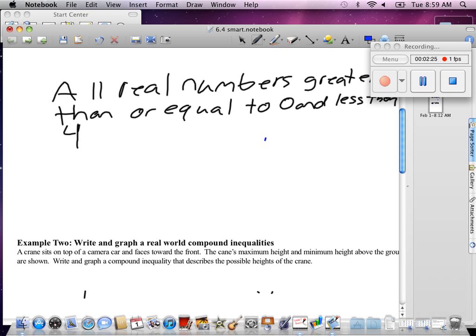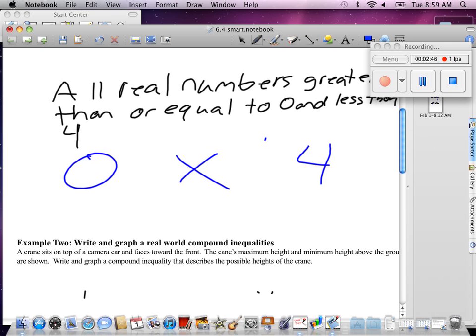Anybody want to try this one? Where are we going to put x? We're going to put x in the middle. So what's smaller, 0 or 4? You always list the smaller number first, the bigger number second. So the smaller number goes on the left, the bigger number goes on the right.